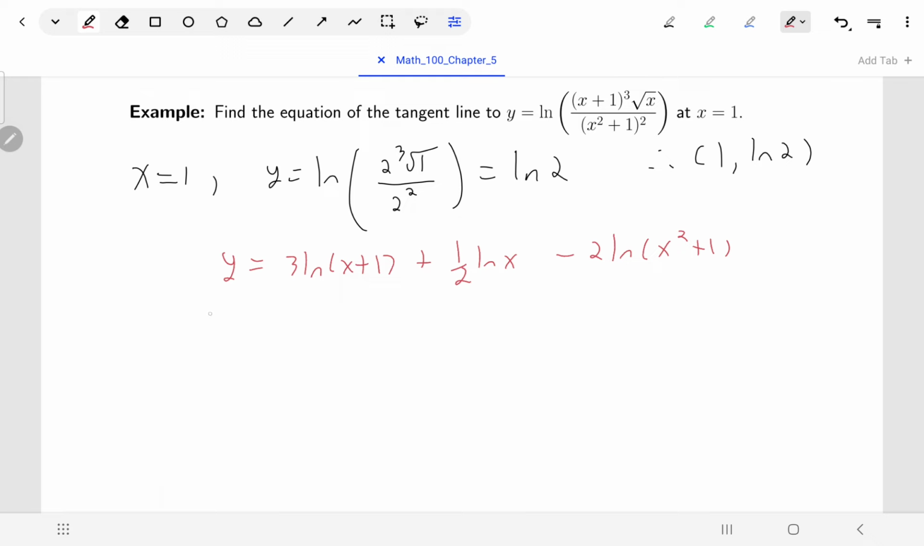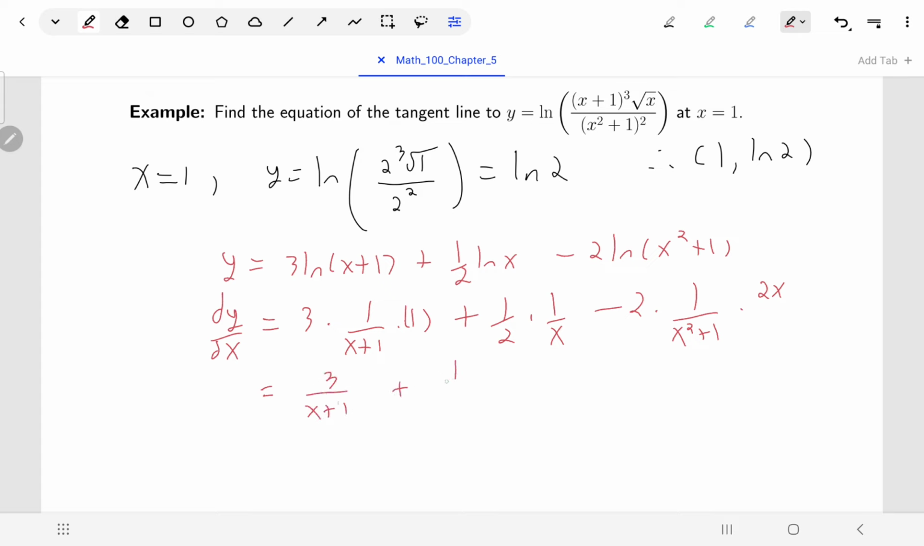So now taking a look at this, it's way easier to differentiate. I have no quotients to deal with at all, or products. And most of the derivatives are pretty fast to do. Natural log of (x plus 1) is 1 over (x plus 1) times the derivative of x plus 1, which is just 1. 1 half natural log of x, its derivative is 1 over x. And natural log of (x squared plus 1), that would be 1 over (x squared plus 1) times the derivative of x squared plus 1, which is 2x. So our derivative is 3 over (x plus 1) plus 1 over 2x minus 4x over (x squared plus 1).